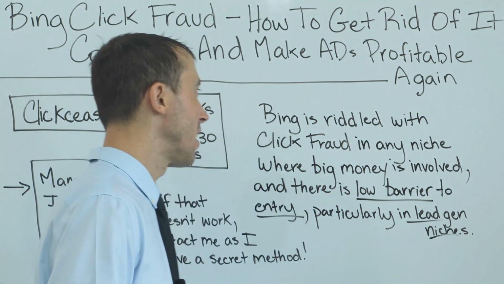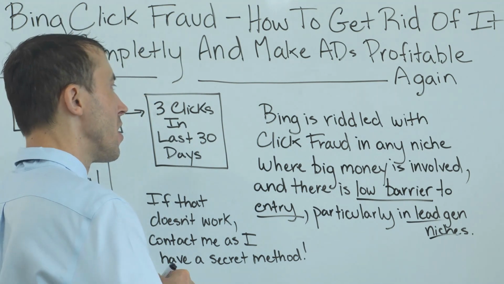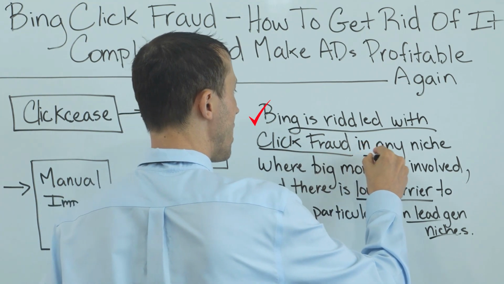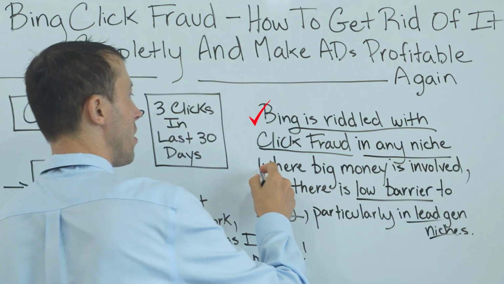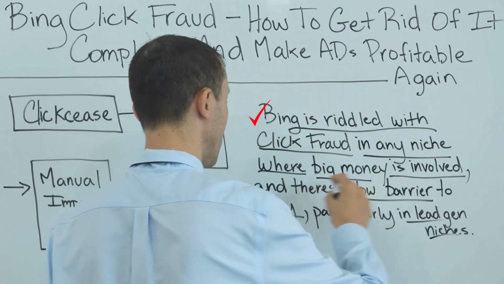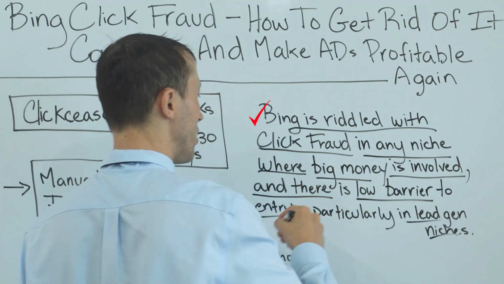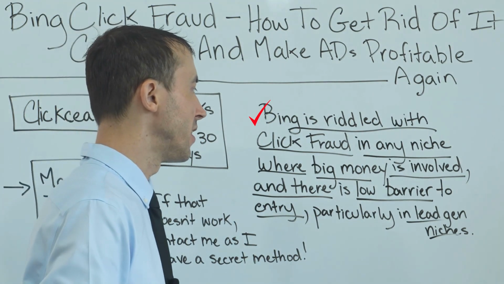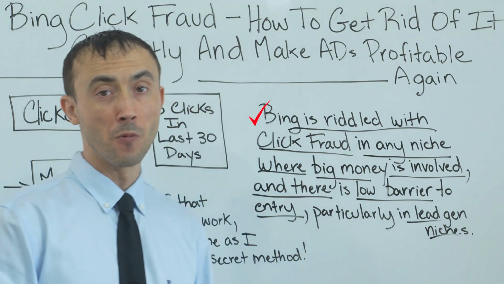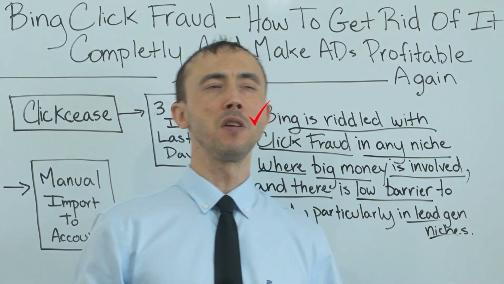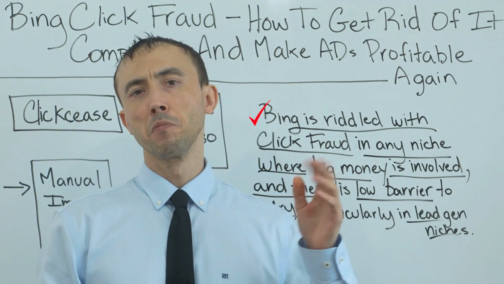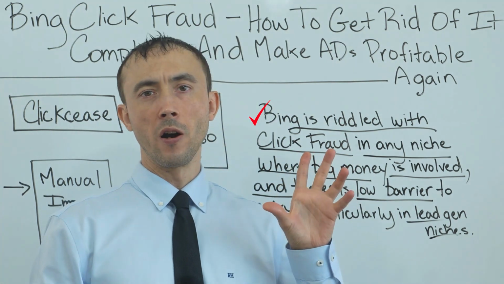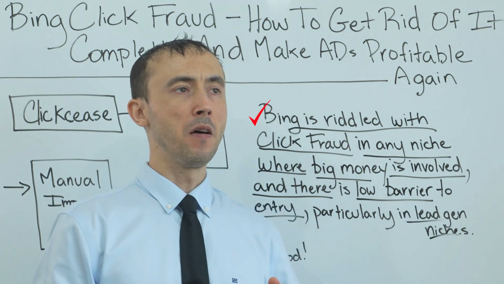So with that said, getting into the content here, Bing is actually riddled with click fraud in any business niche where big money is involved and there is a low barrier to entry in that niche, particularly in lead generation niches. So what do I mean by lead generation niches? I mean stuff like plumbing or electrical services or tax relief.